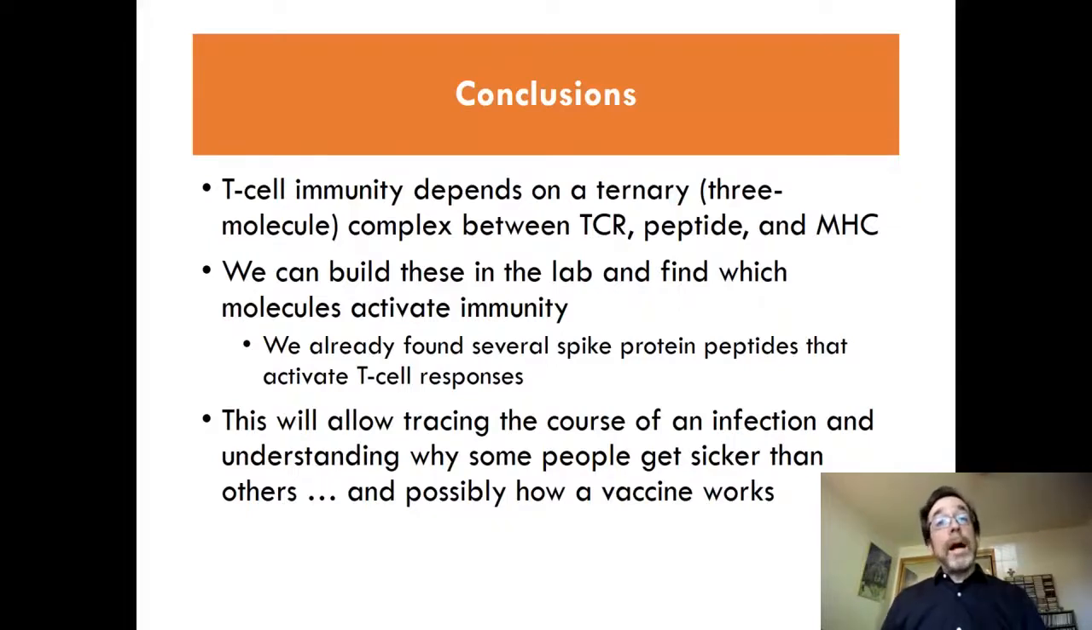We can make them recombinantly in bacteria, and then we can actually even use those in tests or therapies. And using these recombinant proteins, we've found several spike protein peptides that activate T cell responses, and we know 5 or 6 sequences that the T cells go after. This will allow us to understand the course of the infection, understand why some people get sicker than others, and possibly help us design a vaccine. Because if we want to train T cells to go against these areas, let's give people these peptides. That's the basis of it.